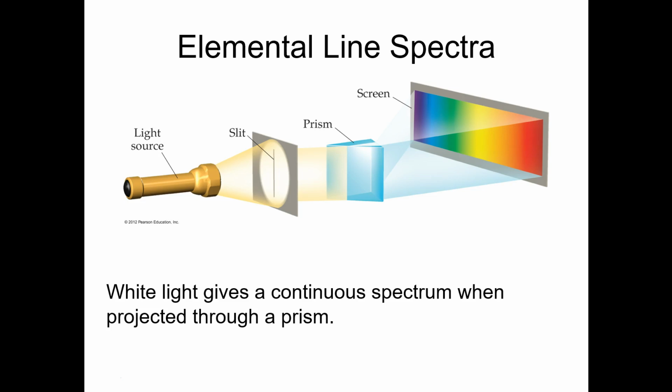By comparison, if I take a flashlight or any other sort of white light source, project that through a slit, and then put the light that comes through that slit through a prism, it will give me the spectrum of the visible. Well, let's not worry about which end of the spectrum is which.